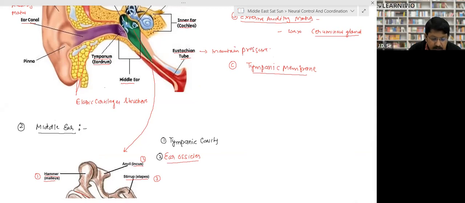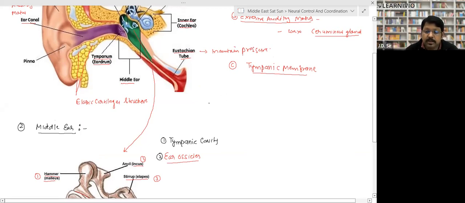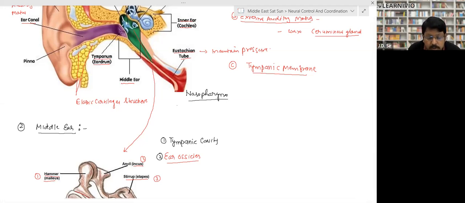And it remains connected with the nasopharynx, meaning the nose and pharynx part, through the eustachian tube, which serves to equalize the air pressure in the tympanic cavity with that on the outside.